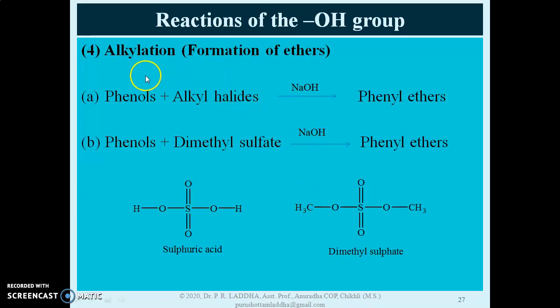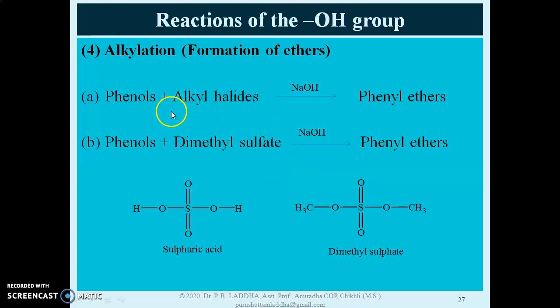The next reaction of the OH group, number 4, is the alkylation reaction. In the alkylation reaction, the products will be aromatic ethers. So when phenols are treated with alkyl halides in presence of sodium hydroxide, that will give us phenyl ethers. Instead of alkyl halides, phenols can also be treated with DMS, dimethyl sulfate, in presence of the base sodium hydroxide, and that also gives us phenyl ethers.